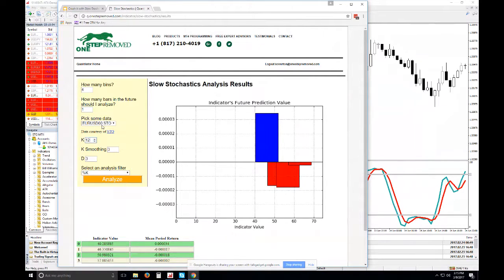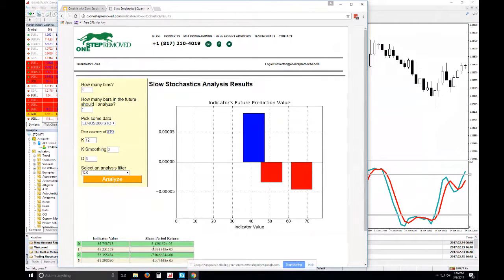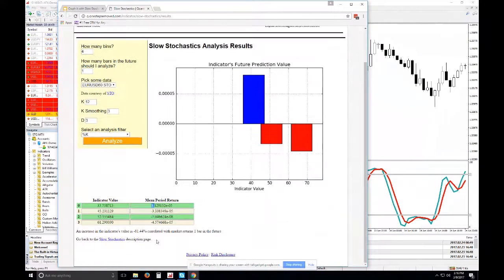And I found that the peak impact is occurring basically around 12, where I have a 0.08% rise when I have low stochastic values, and I have about a 0.05% decline when I have high stochastic values.